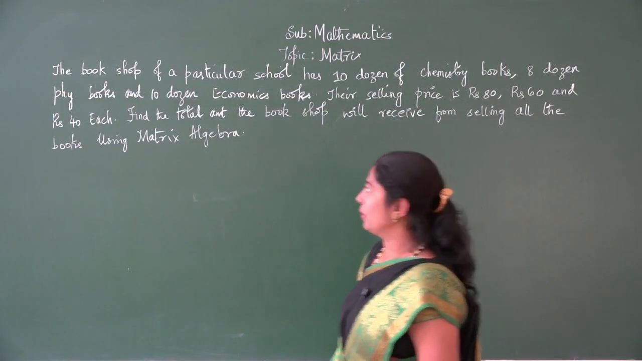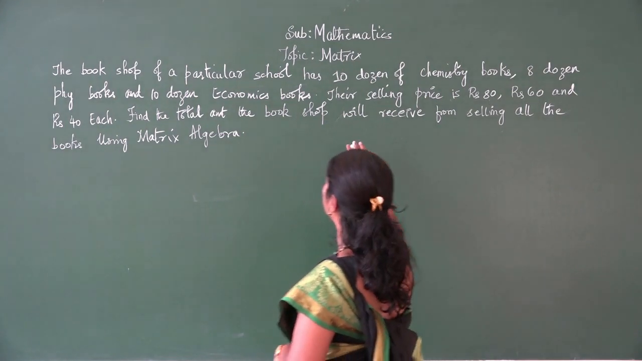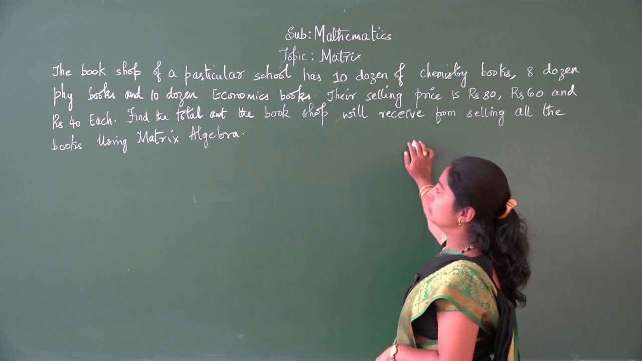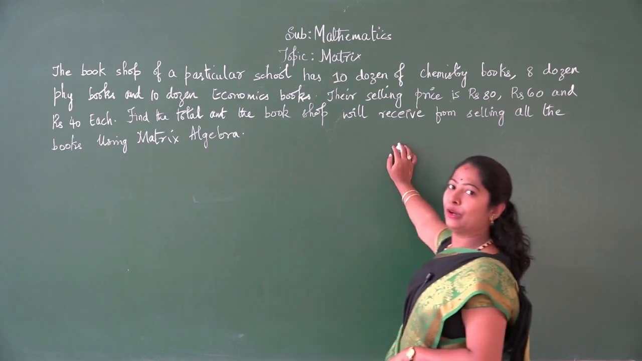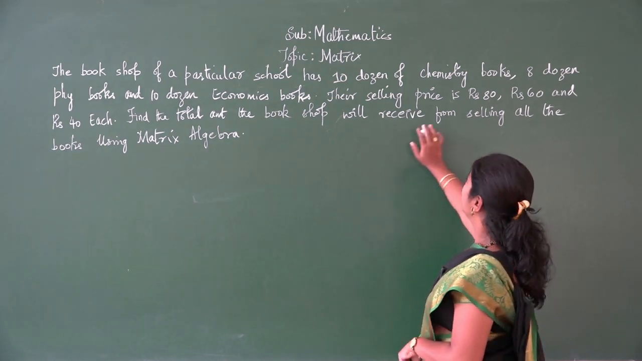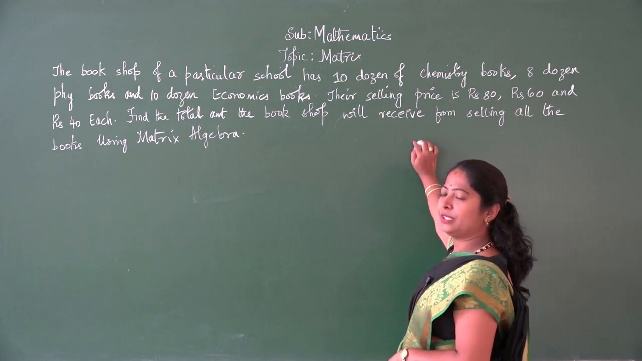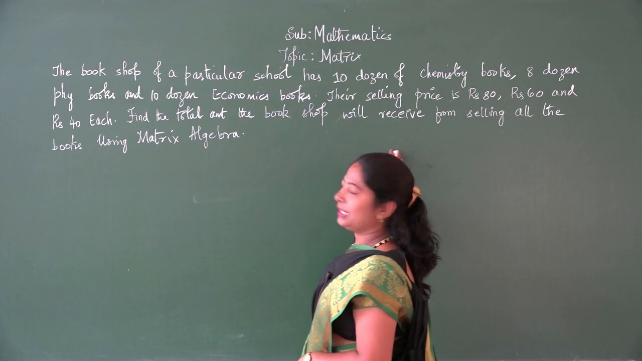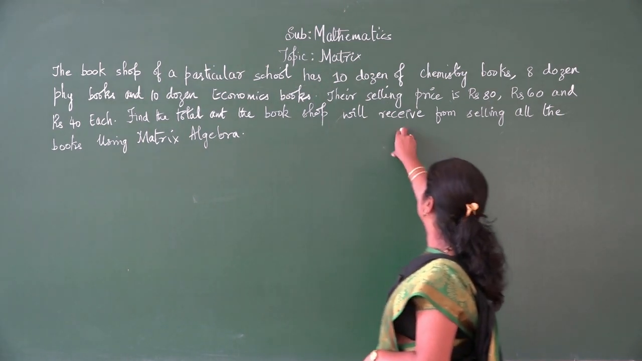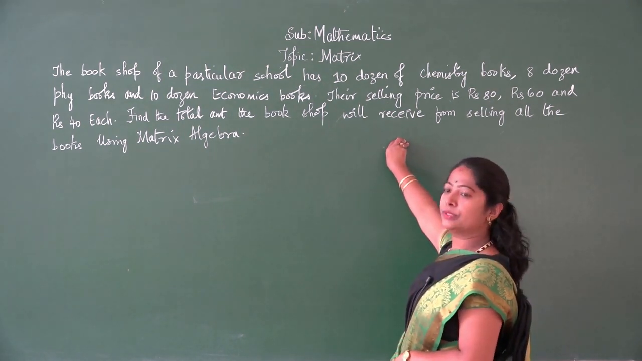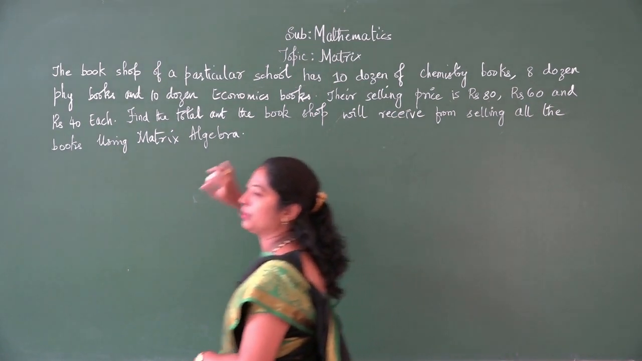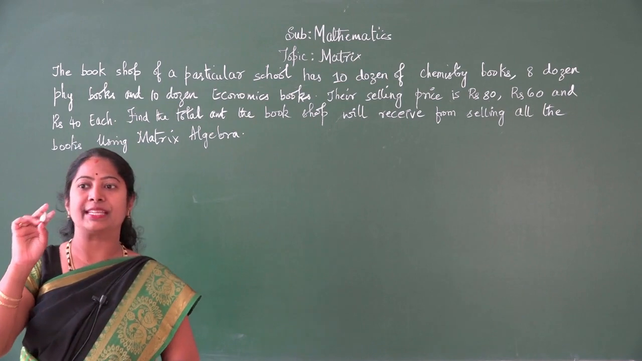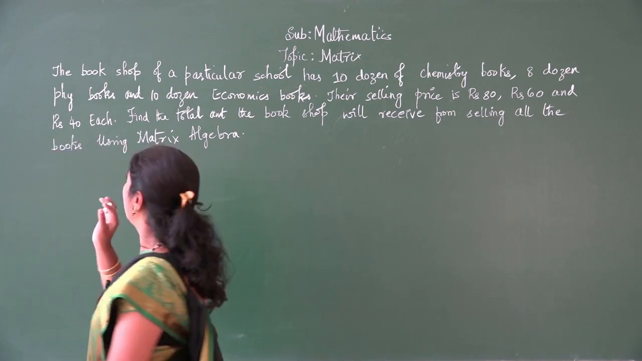Moving on to the next problem, we have the bookshop of a particular school has 10 dozen of chemistry books, 8 dozen of physics books, and 10 dozen of economics books. Their selling prices are respectively rupees 80, rupees 60 and rupees 40. We are supposed to find the total amount the bookshop will receive from selling all the books using matrix algebra. How many types of books are there? 3 types. One is chemistry, one is economics, and one is physics.